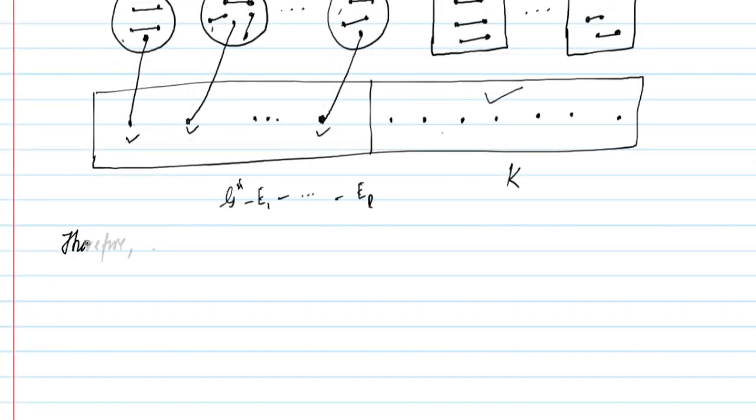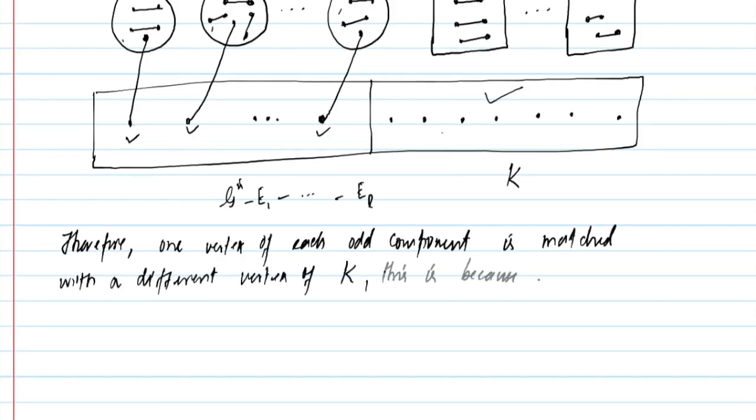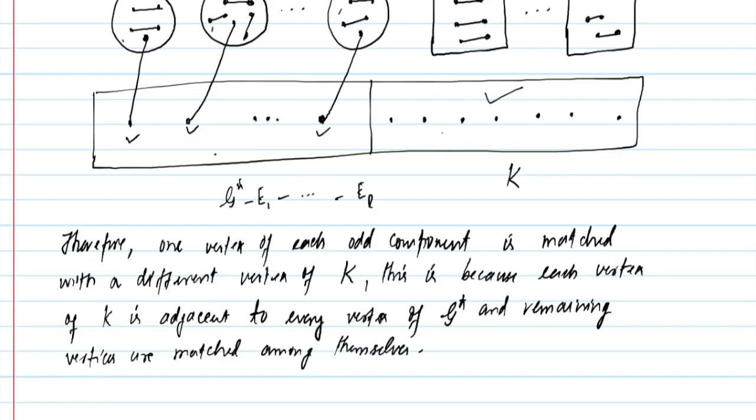So we have therefore one vertex of each odd component is matched with a different vertex of K. This is because each vertex of K is adjacent to every vertex of G star. So we will match just one vertex from odd components to some vertices of K, and remaining vertices are matched among themselves. So here we mean that the remaining vertices of odd components are matched within the odd component, and the vertices of even components are matched within the even components, and the remaining vertices of K are matched within themselves.